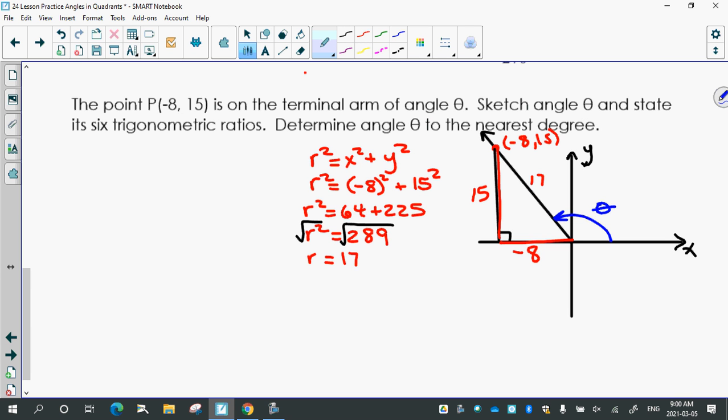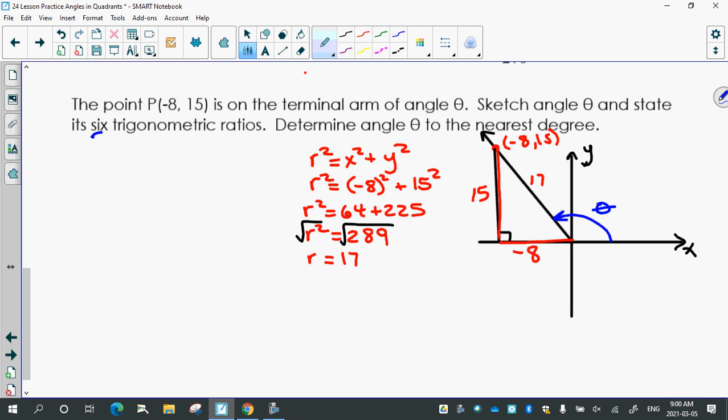Notice how it's not in this right triangle we drew? It's not in the triangle we drew, but it's related to the triangle we drew, and I'll show you how to get angle theta when we get there. Okay, so this is fully labeled. This is a perfect diagram, okay? Now we go on to stating the 6 trig ratios.